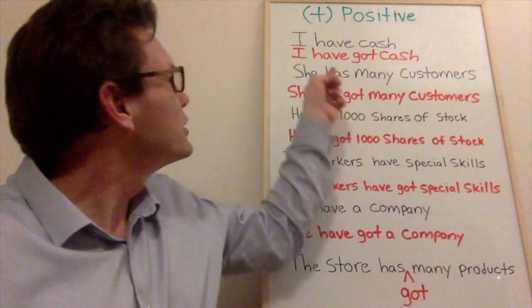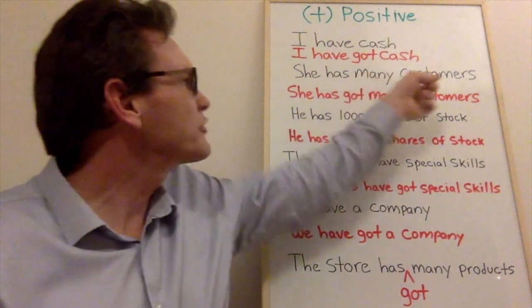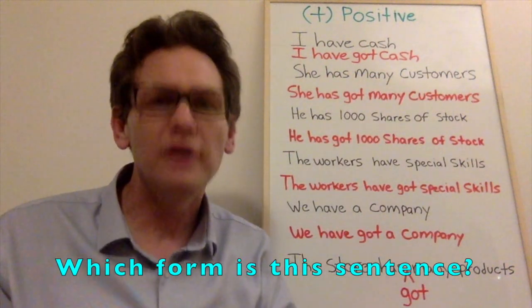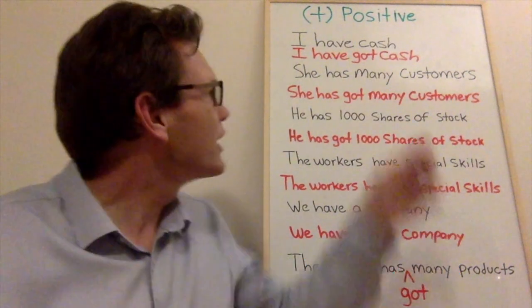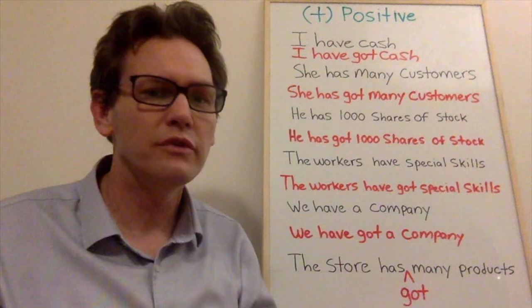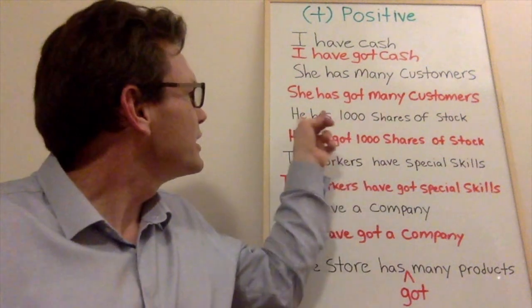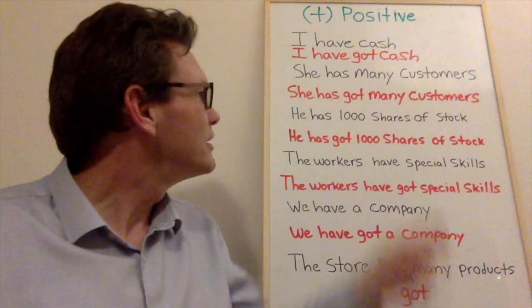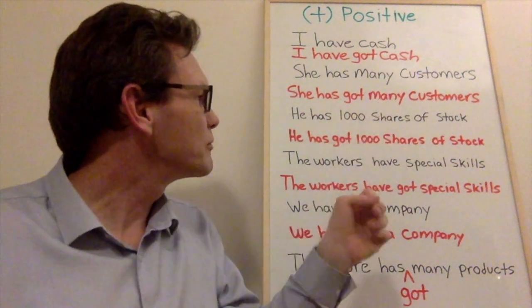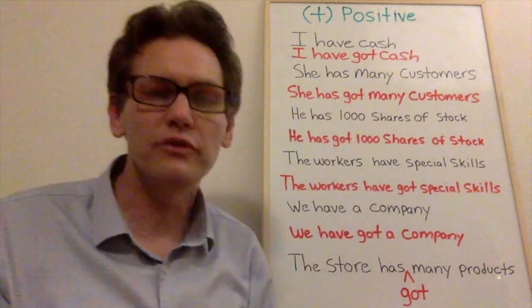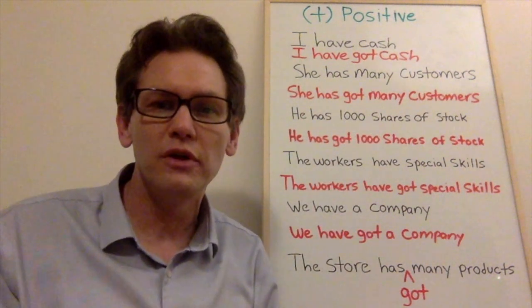The next one, she has many customers. So which form is that? Yeah, it's the American form. The next one, she has got many customers. Again, he has 1,000 shares of stock. This is the American English form. And down here, he has got 1,000 shares of stock is the British form.